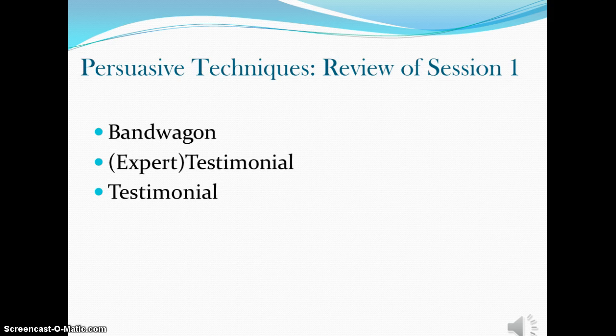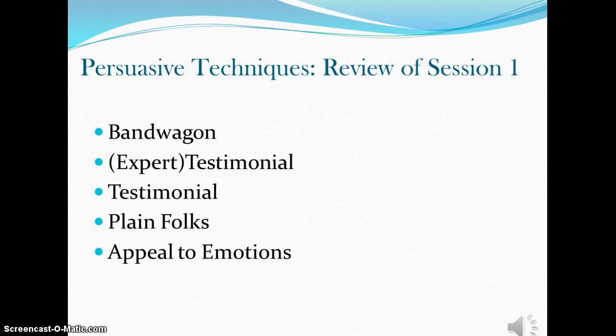Testimonial, same kind of thing, but it could be the average person. I approve of this person, this candidate. Plain folks is when a person tries to look like the average Joe, the average person. And you see this when political candidates do things like watch the Super Bowl, and they look like their lives are just like yours and mine. Of course, we know they're not. Appeal to emotions. This would be the emotions of pity or sadness or fear or inspiration. Lots of emotions that can be invoked in a political advertisement.